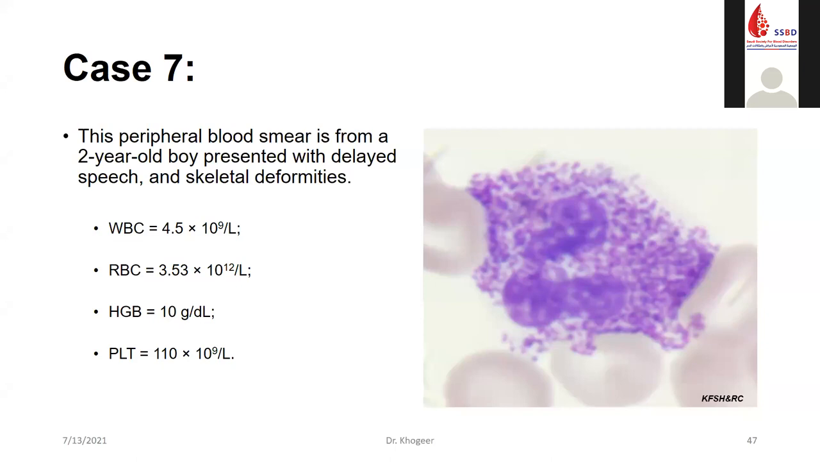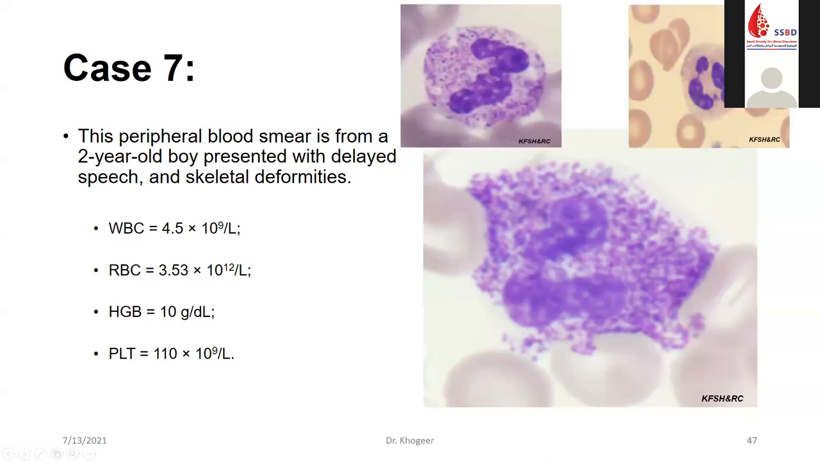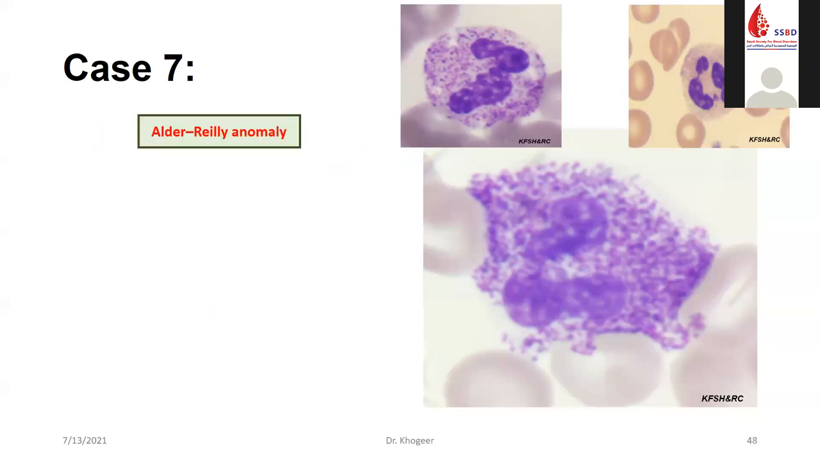No. Any other guess? Yes. So this is abnormal large coarse inclusions or granules, that is, this neutrophil showing large coarse inclusions that are referred to sometimes as Reilly bodies. That's true, in the cytoplasm of the neutrophils. If we compare it with the normal neutrophils, this is a neutrophil showing toxic changes, so it's more coarse and more dark. So these are Reilly bodies, which can be seen in Alder-Reilly anomaly.